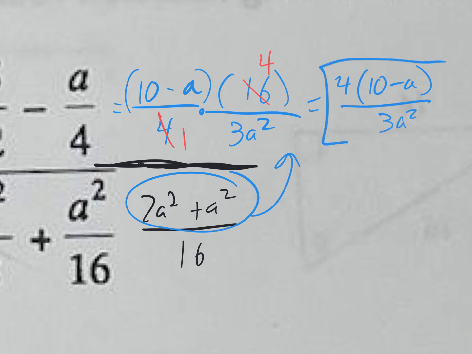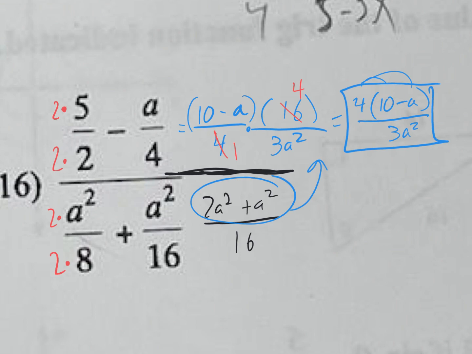That's about as simplified as I think you could get. You could obviously distribute the 4, but I don't think that helps you with anything. Nothing cancels out or simplifies, so I think that's a good answer.